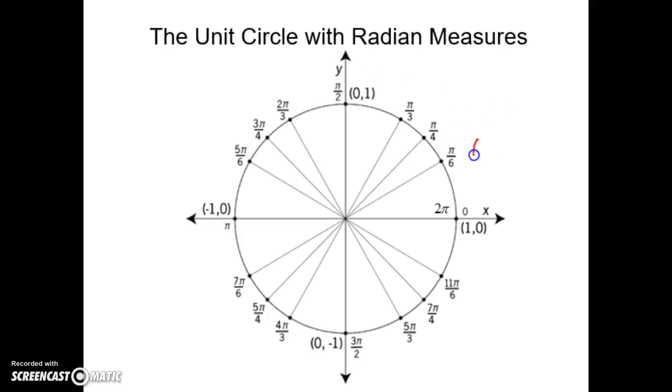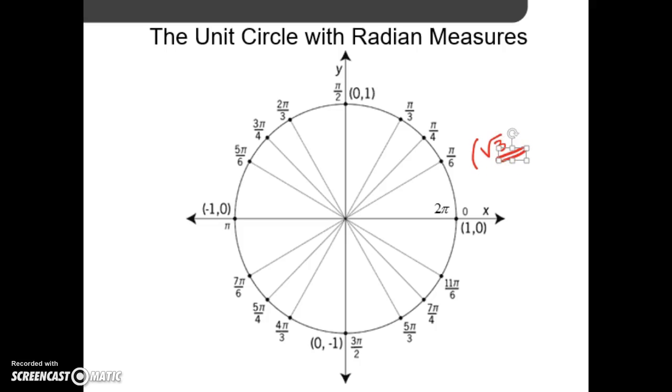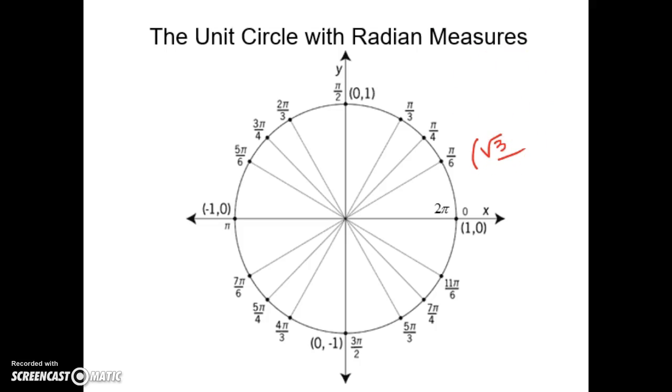The coordinates of this point were root 3 over 2 and 1/2.